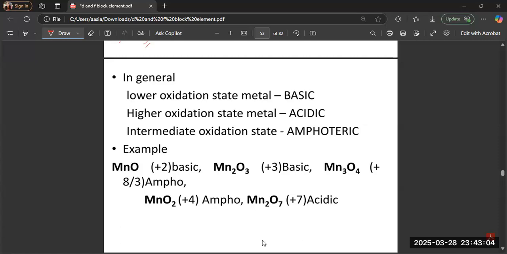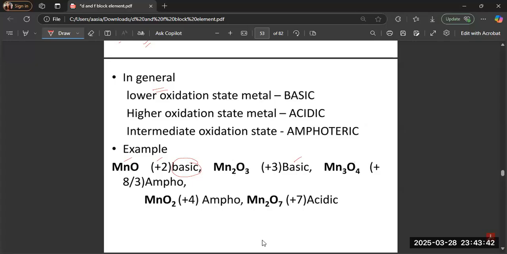For example, let's take the oxides of manganese. MnO, right? So here the oxidation state is +2. So in a lower oxidation state, what is the nature? It is basic. If the oxidation state of manganese is +3, then see Mn2O3, right? So it is again a lower oxidation state, so it is basic in nature. Now see Mn3O4. Here the oxidation state is +8/3, which is an intermediate oxidation state.